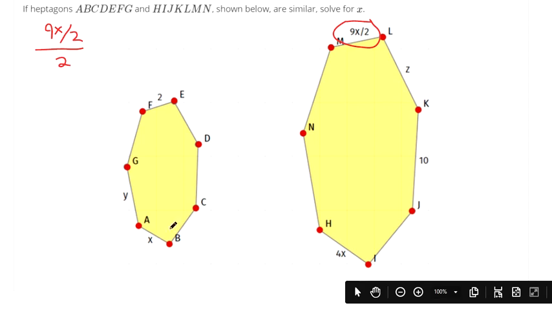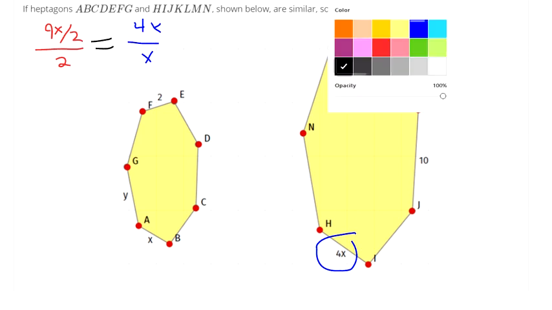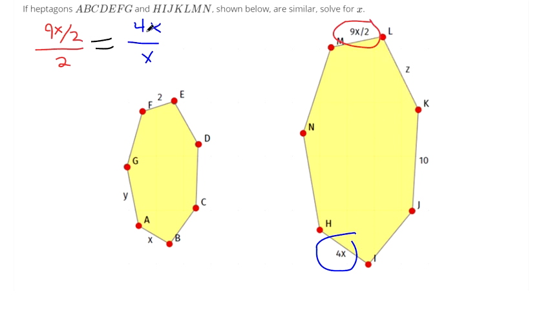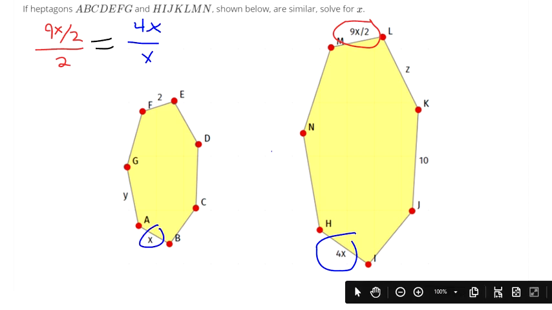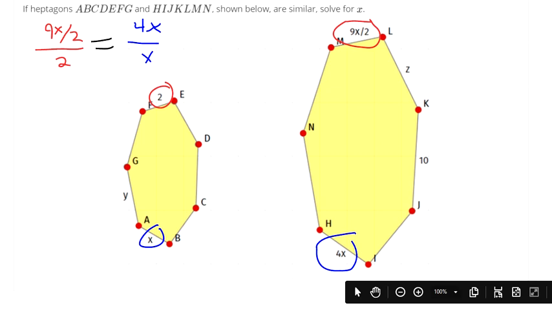HI is similar to AB, so the side in the bigger figure divided by the side in the smaller figure. Now we can set these two equal to each other. These two ratios can be equal to each other. Side in the bigger figure divided by the corresponding side in the smaller figure, that should be equal to the side in the bigger figure divided by the corresponding side in the smaller figure. I wanted to circle this one too, just to keep them color-coded.